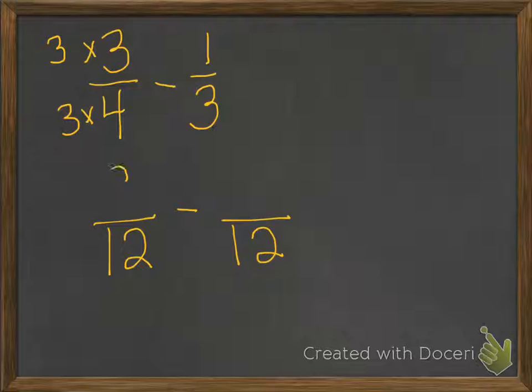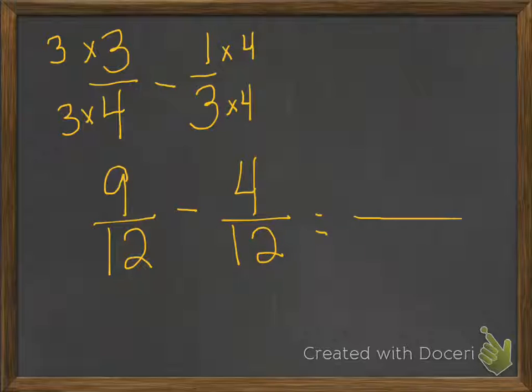3 times 3 is 9. And I know that 3 times 4 will give me a denominator of 12. Again, repeating what I do on the denominator to the numerator. 1 times 4 is 4. Looks like we're dealing with some pretty good stuff, keeping the denominator at 12 and subtracting our numerators. 9 minus 4 is 5.